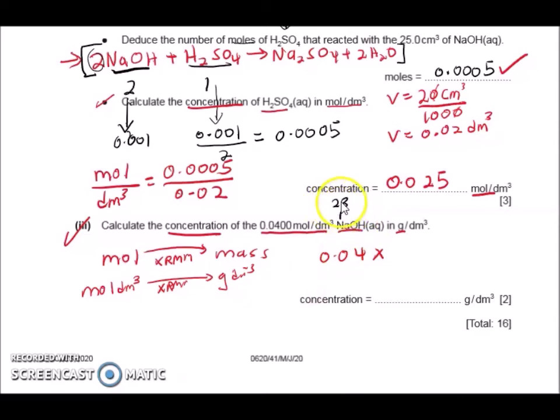So the RMM here is given by sodium is 23, oxygen is 16, and hydrogen is 1. So we add all of these: 23 plus 16 plus 1, we will be getting 40. Alright. So 0.04 multiplied by 40, you will be getting your answer 1.6 g/dm³. So that's your answer for this question. So you're getting 2 marks here. Total for this question is 16 marks.